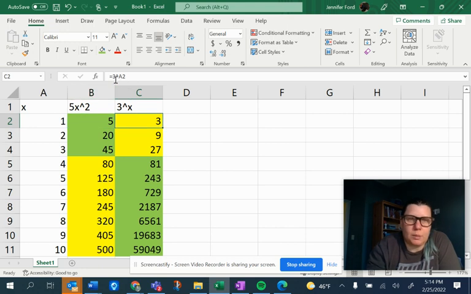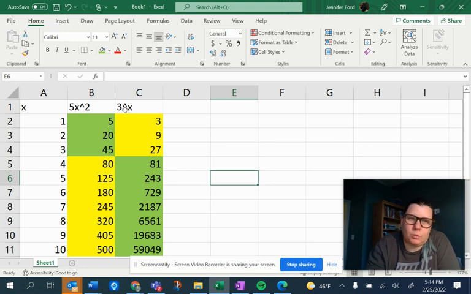So this is similar: 3 to the power of 1. So 3 to the power of the value that's in cell 2. 3 to the power of the value that's in cell 3. So this is 3 squared. 3 to the power of the value that's in cell A4, which would be 3 to the third power. Anyway, keep going down.